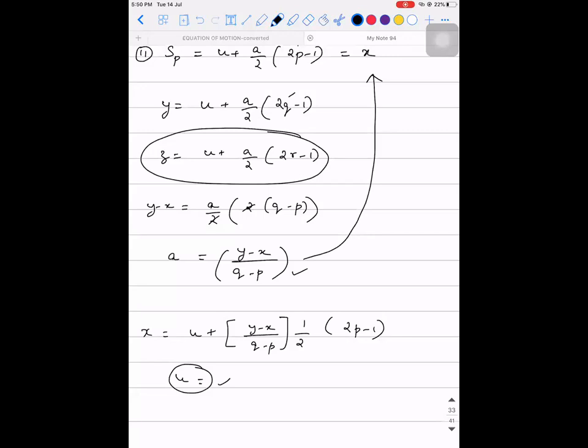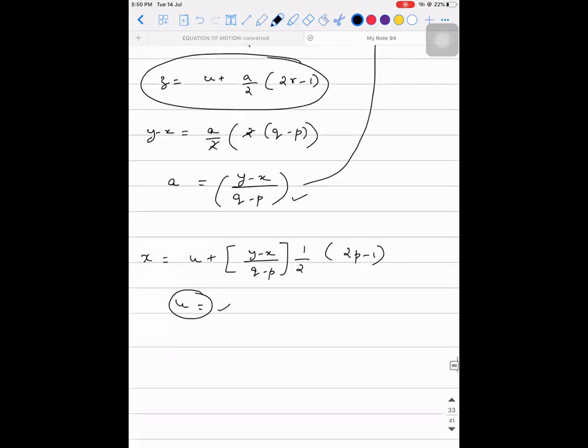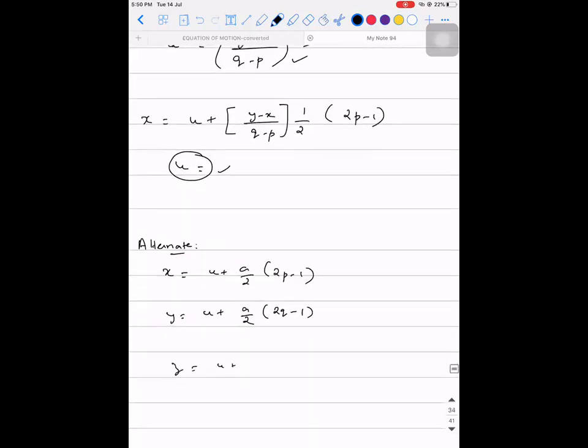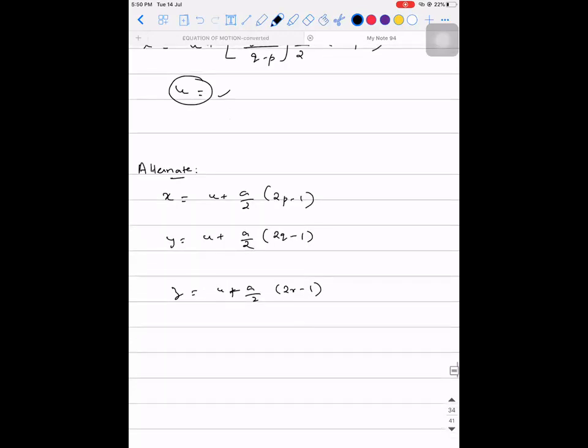So what I did is I treated it mathematically as linear equation in two variables and then solved it. This is one of the methods. The alternate method is, observe what I'm going to do. X is equal to u plus a by 2 into 2p minus 1. Y is equal to u plus a by 2 into 2q minus 1. Z is equal to u plus a by 2 into 2r minus 1. So what will I get for x minus y?